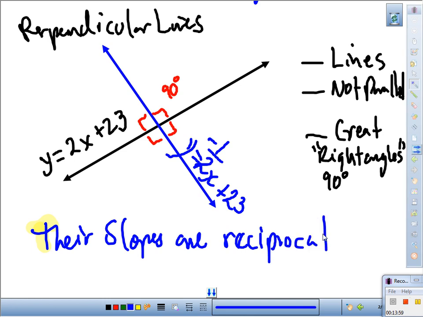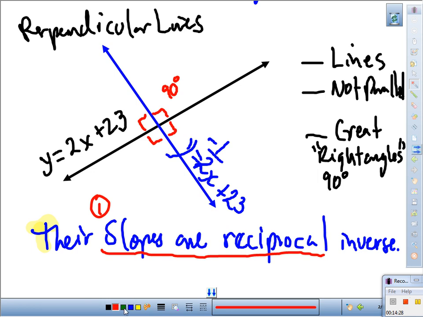Reciprocal and what else? Julian. Jason. Reciprocal, and then the second one is inverse. Write this down, please. Underline it. Slopes are reciprocal. That's the first thing that needs to be true. And the second thing that needs to be true is that they have to be inverse, and this is in regards to their sign. Inverse in regards to their sign.